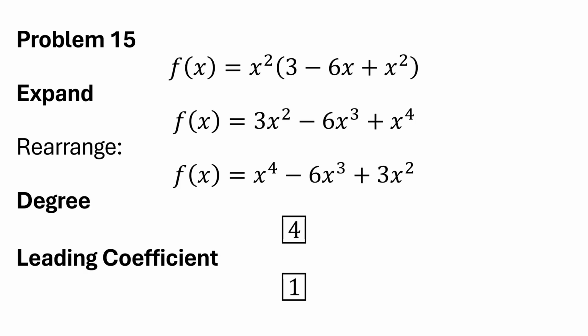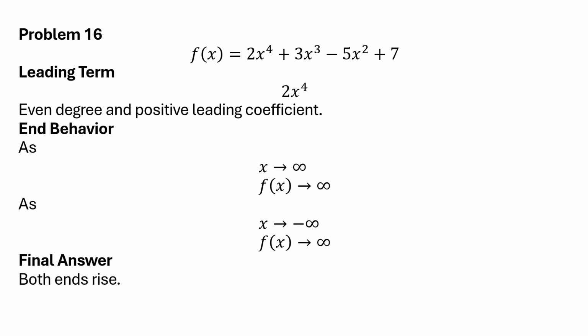After distributing x squared to the parentheses, the highest power is x to the fourth. Therefore, the degree is 4 and the leading coefficient is 1. The leading term is 2x to the fourth. Because the degree is even and the leading coefficient is positive, both ends of the graph rise upward.